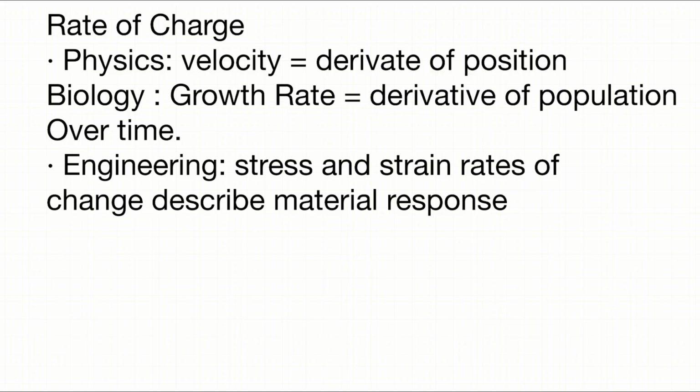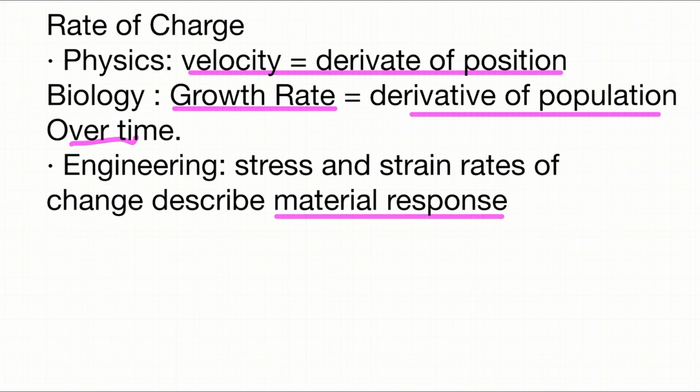So the rate of change, it'd be like in physics, which is just what we just saw here. The velocity is the derivative of the position, and the acceleration is the derivative of the velocity. But in biology, an example might be the growth rate would be the derivative, or the rate of change, of population over time. In engineering, we look at the stress and strain on materials, and that gives us information about the material itself, how the material responds to force being applied to it. So these are just a couple of examples where you see the rate of change being used. It's used in virtually every scientific or technical discipline that we deal with.